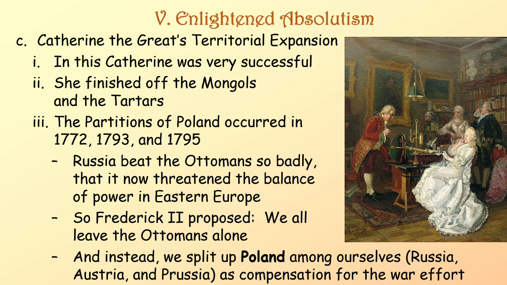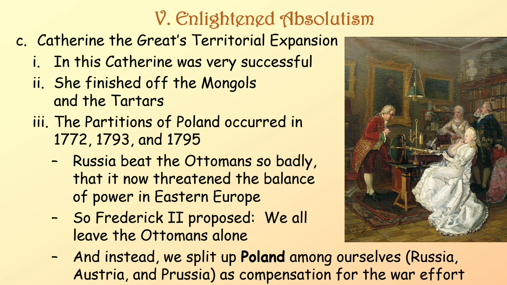Catherine the Great's territorial expansion, that was the third goal. And in this, Catherine was very successful. She finished off the Mongols and the Tartars. And the partitions of Poland occurred in 1772, 1793, and 1795. Russia had beaten the Ottomans so badly that it now threatened the balance of power in Eastern Europe.